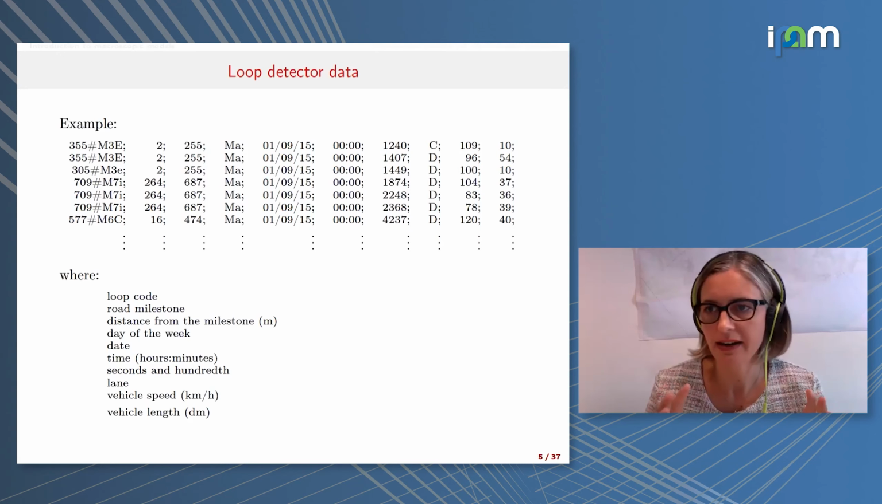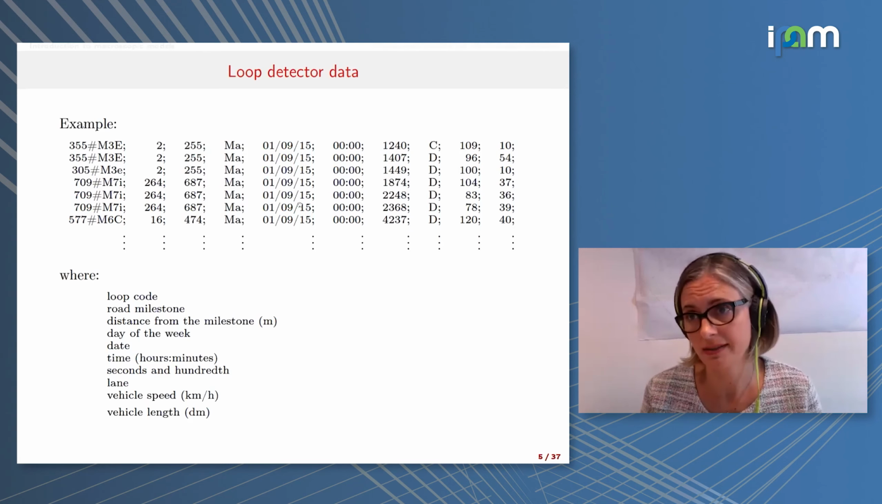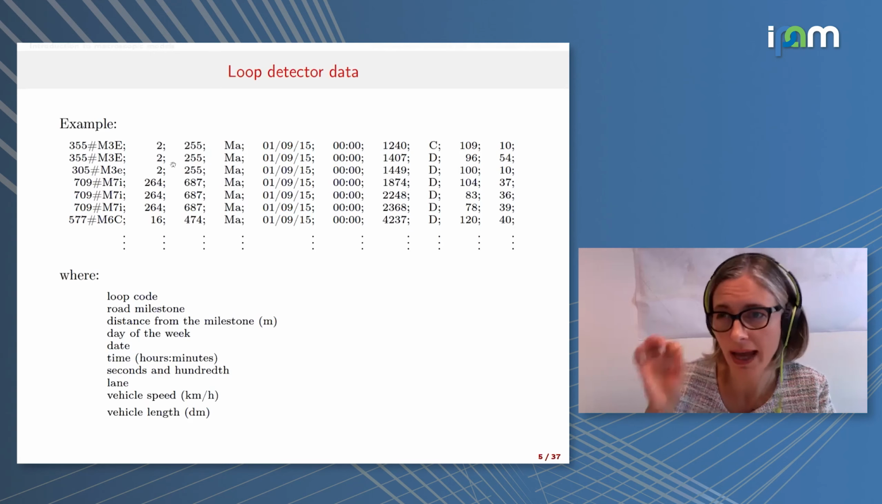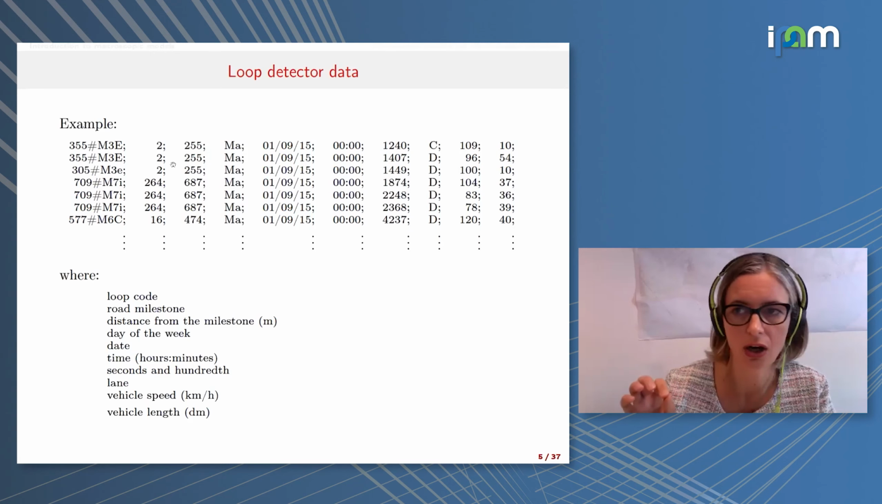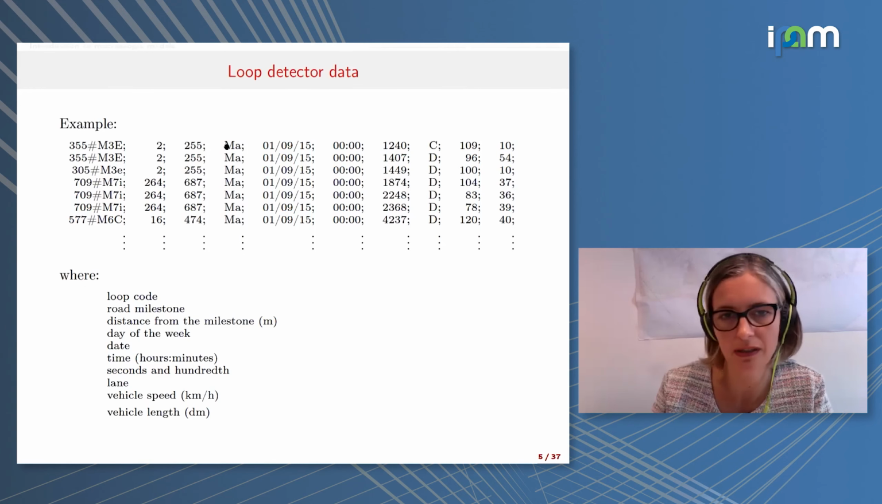In this file, there are all the data that have been recorded in the first minute of the 1st of September of 2015. And all the loop detectors are mixed. So in the first column, you have the loop code, so the loop identification code. Here is some information about the exact position on the road. And here is the day, so it's a Tuesday.